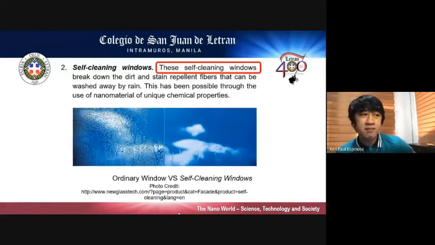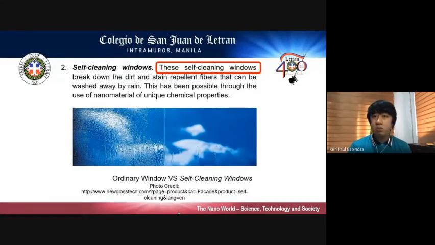Saan po ba ginagamit ang self-cleaning window? Of course, ginagamit nga ito para magkaroon ng self-cleaning window. Pero saan usually ito nakikita? Usually po nakikita ang self-cleaning window sa mga matataas na buildings. Sa building. Kasi siyempre, for example, 100 floors, sabi natin, 100 floors. Tingnan mo, ang gastos nun, papalinis mo pa yung labas ng window mo, di ba? Pero if you have this, hindi mo na kailangan linisan.